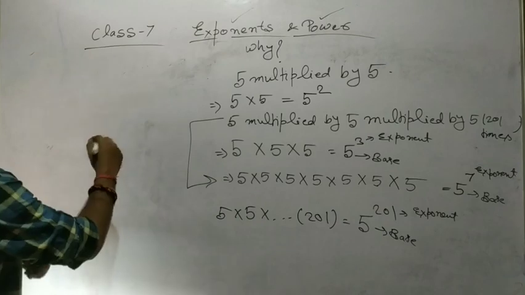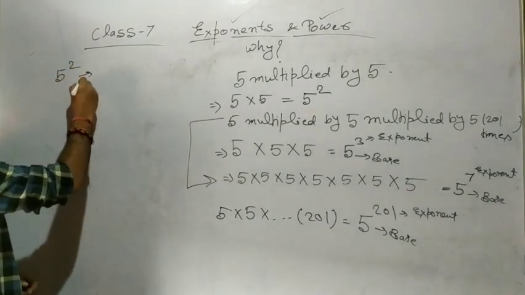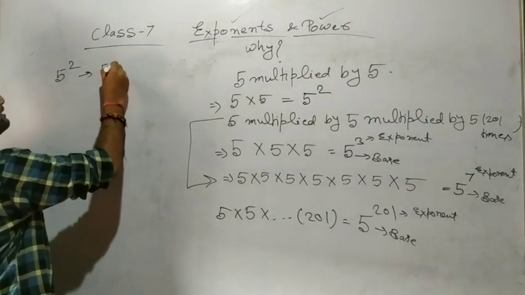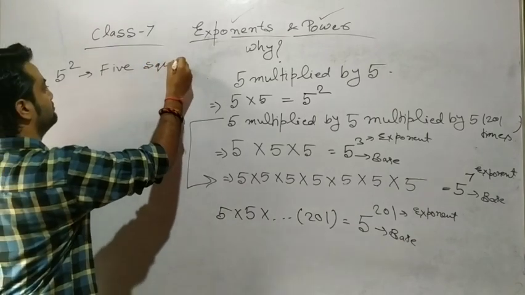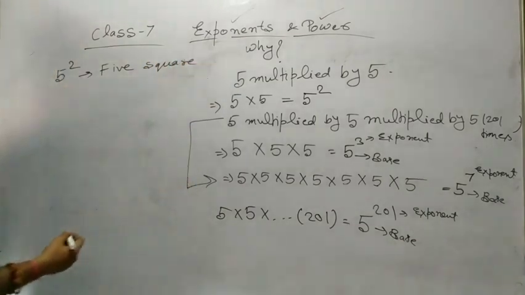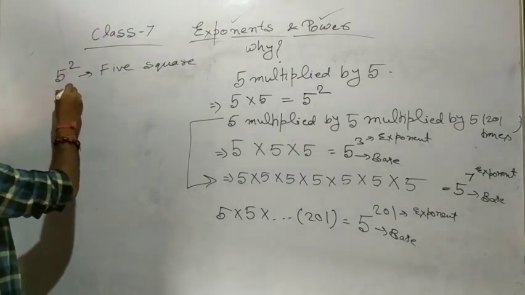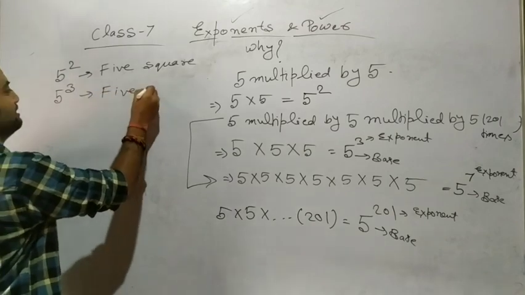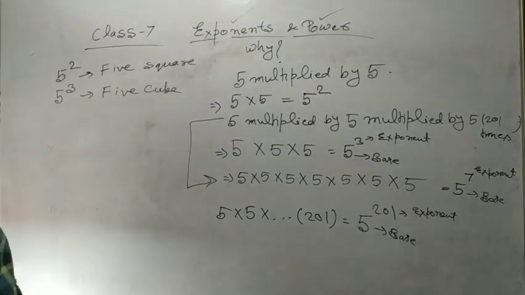Any number having power 2 is called square. Like 5 square, we can read it as 5 square. And any number having power 3 is called cube. So we can read it as 5 cube. In the same way, there could be 7 cube, there could be 11 cube.